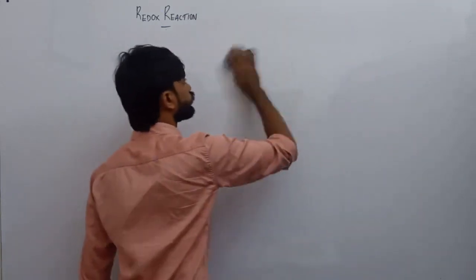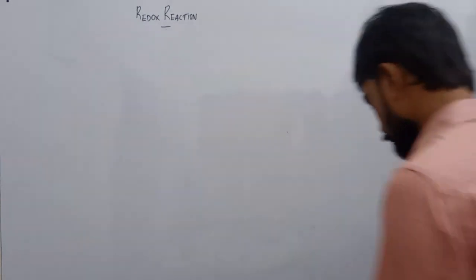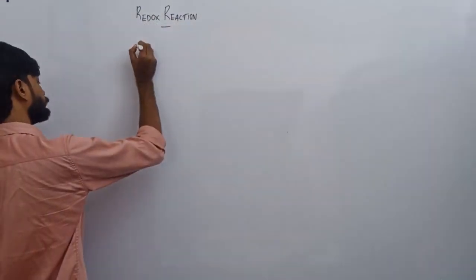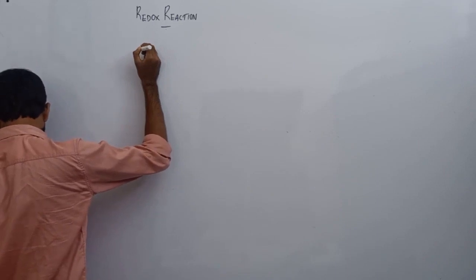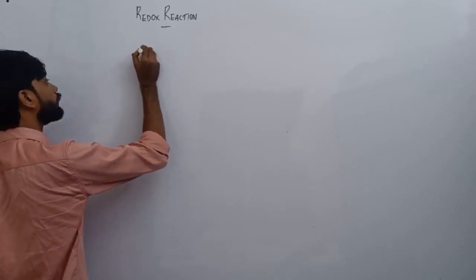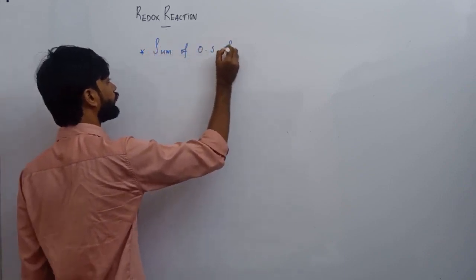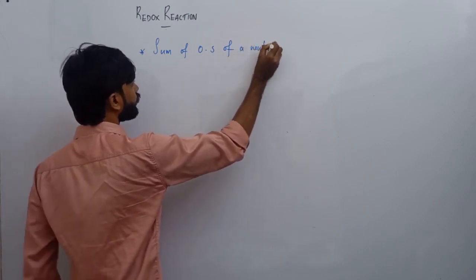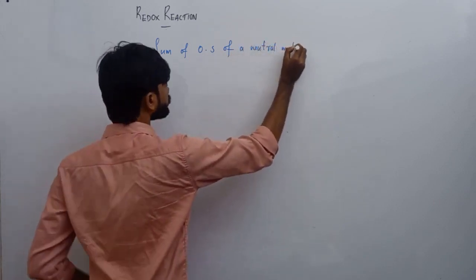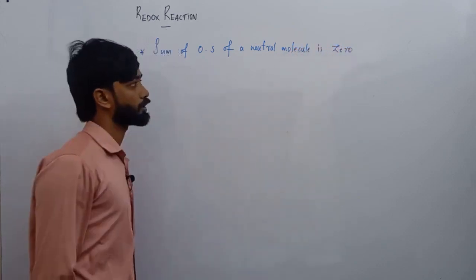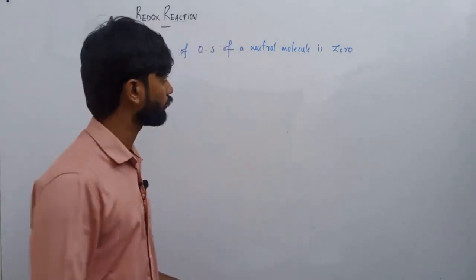So moving to the last two rules for finding oxidation state. Simply, I'm entering the last two rules. Listen carefully. The sum of oxidation states of a neutral molecule is 0. The sum of oxidation states of a neutral molecule is 0.